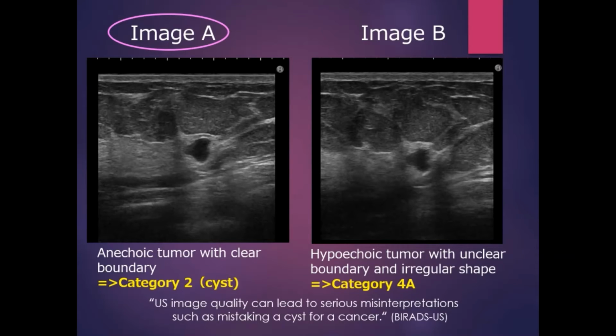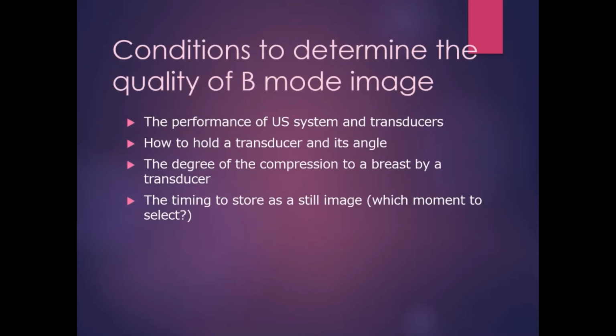As US described, US image quality can lead to serious misinterpretations, such as mistaking a cyst for a cancer. You need the following 4 things to take high-quality B-mode images. Above all, the performance of US system and transducers. How to hold a transducer and its angle. Next is the degree of the compression to a breast by a transducer. In the end, the timing to store as a still image.